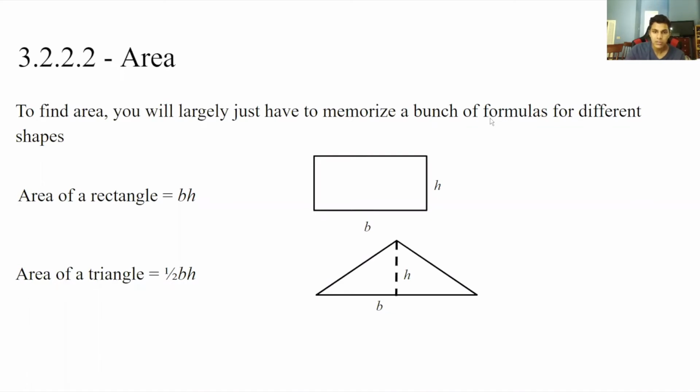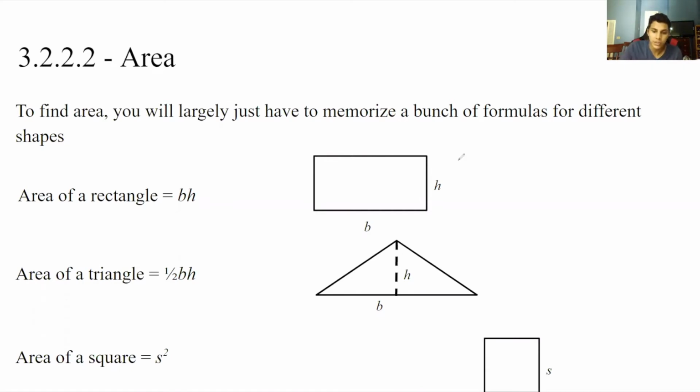So the area of a square is pretty simple. It's just s squared, where s is the length of a side. Now the reason this works is because if you think about it, a square is just a type of rectangle, right? A rectangle is just a shape with 4 sides and 4 right angles. A square is a shape with 4 sides and 4 right angles, but all the sides are equal.